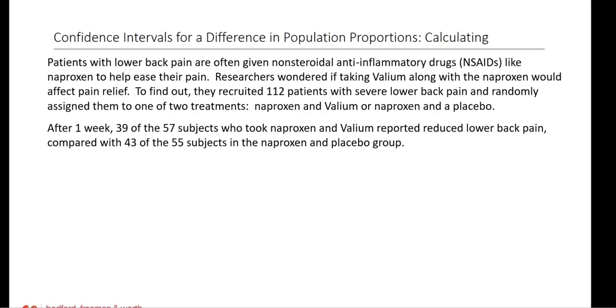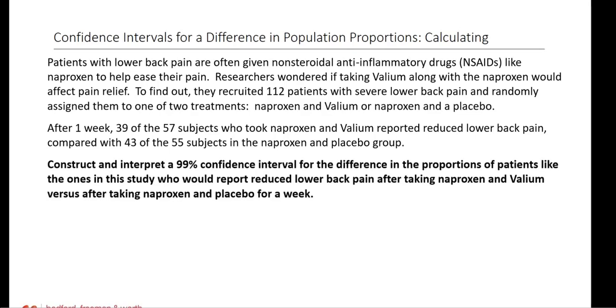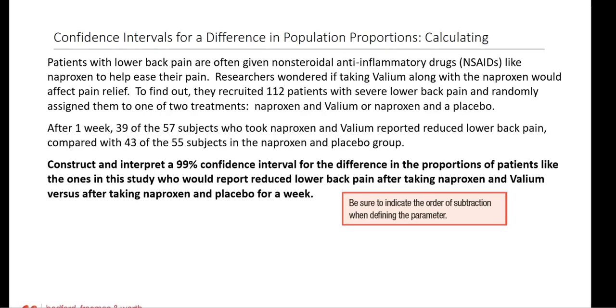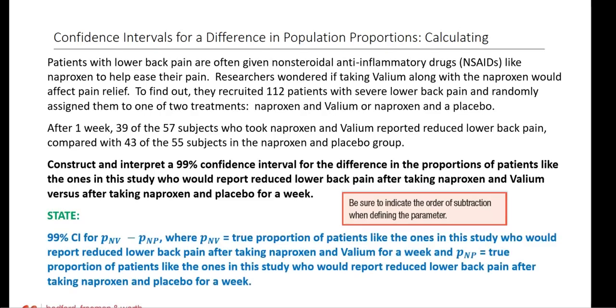Wow, okay, so after 1 week, 39 of the 57 who took naproxen and Valium reported reduced lower back pain, and then 43 of the 55. Construct and interpret a 99% interval for the proportion. Okay. Be sure to indicate the order of subtraction. That is important, right? You can do either order. It's okay. You might get a negative or positive answer based on what order, but it doesn't really matter.